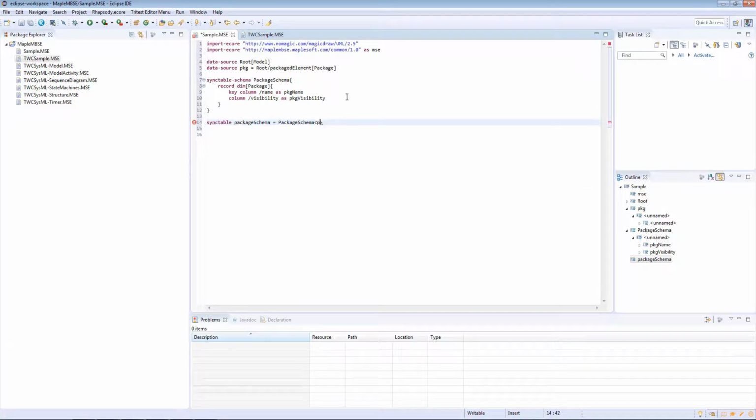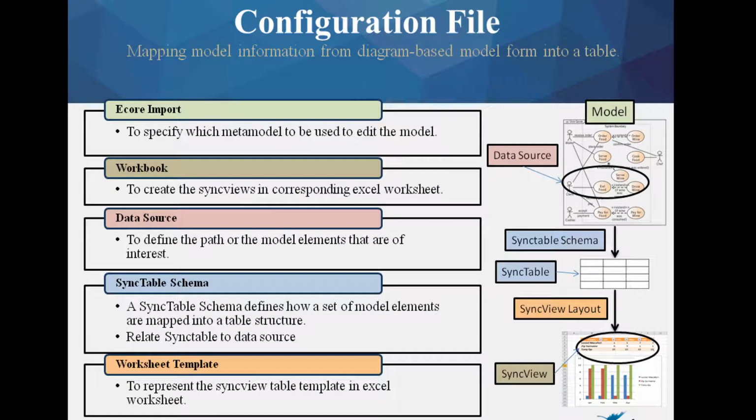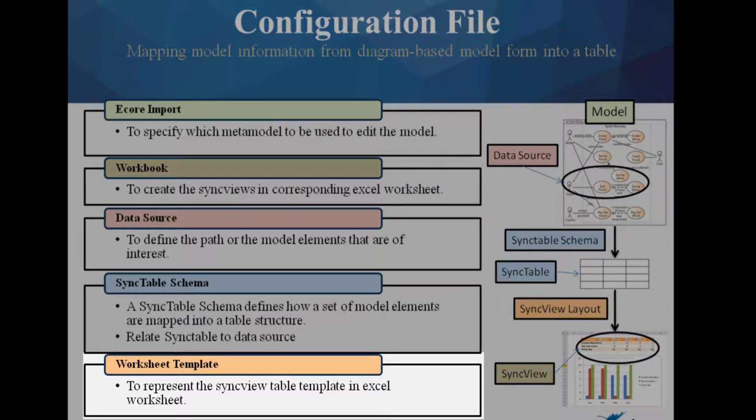Say I want to call this package. So this is nothing but the data source we provided. So we are saying that to this package schema give this data source, and we are saying by user defined like package schema. So this is the instantiation of this sync table schema. So now we have defined the sync table.